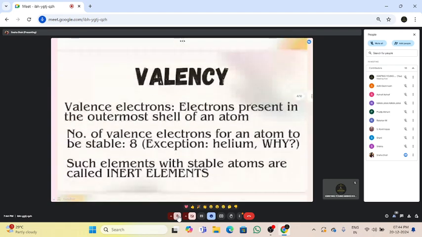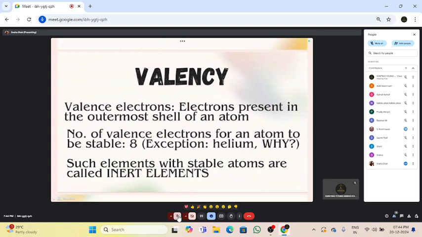The number of valence electrons for an atom to be stable is 8. Like I said, in the outermost shell or orbit, if there are 8 electrons, the atom is stable. Exception, I have written helium. Why? Can anyone explain why helium is an exception here? It is stable, it is an inert element, but it does not have 8 electrons. Yes? Ma'am, it has 2 protons. Helium has 2 protons. Protons or electrons?